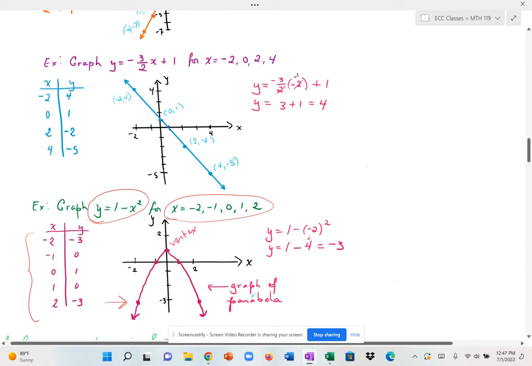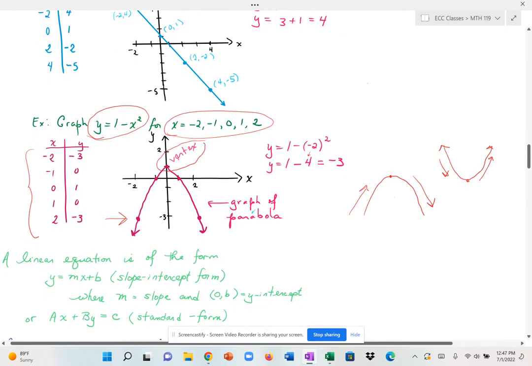If you plug in negative 1, you'll get 0. If you plug in 0, you get 1. This is the y-intercept, but it's also called the vertex of the parabola. That's going to be where the U changes direction. So in this case, it's an upside down U. So the vertex is where it goes from increasing to decreasing. If your U was in this direction, then the vertex would again be in the middle. So that's where it transitions from decreasing to increasing. So you plot all those points and then connect them in that U shape.